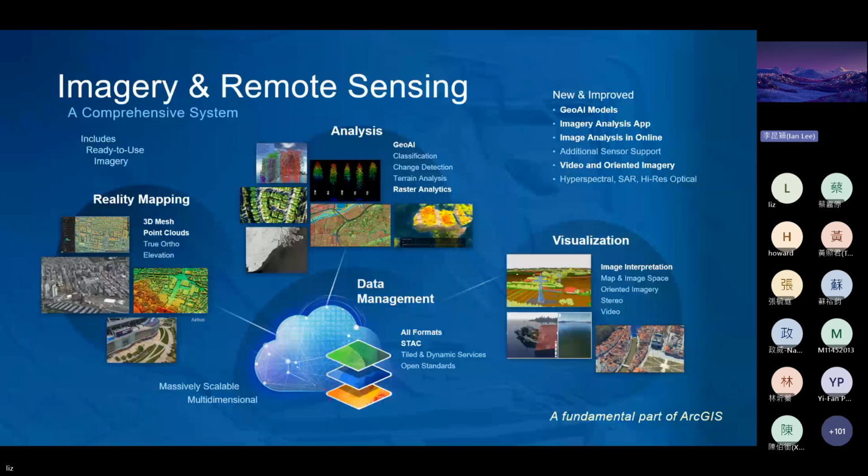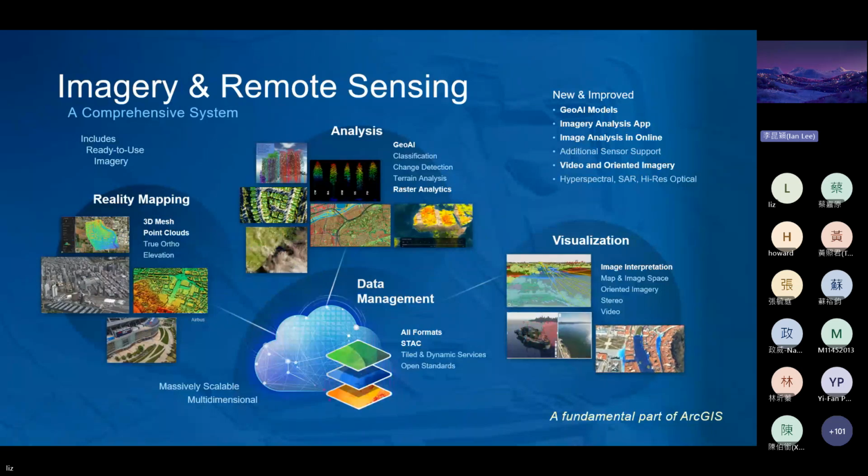This year, we've introduced 100 pre-trained models that you can use to extract features, detect change, perform raster analytics, and more. We've also added support for oriented imagery and video across ArcGIS. So with the new image server and the video server, you can take your video from a camera in a fixed location or from a drone or a plane and integrate that right into your map.